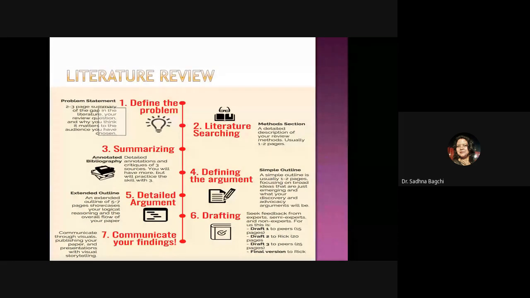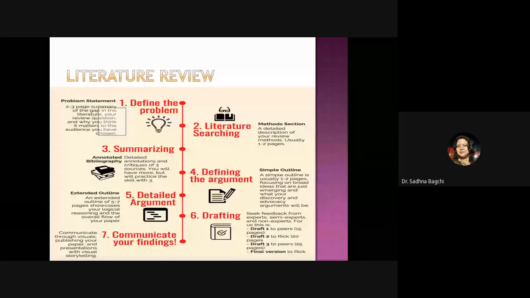The third part is summarizing: detailed annotation and critique of 3 sources. You will have more, but you practice the skill with 3, meaning the major resources you have taken for your literature review. That is the summarizing part. The fourth part is defining the argument. A simple outline, usually 1 to 3 pages, focuses on a broad idea that is just emerging and what you discover, and the advocacy argument is what you are going to argue. You outline all the arguments simply in your literature review.